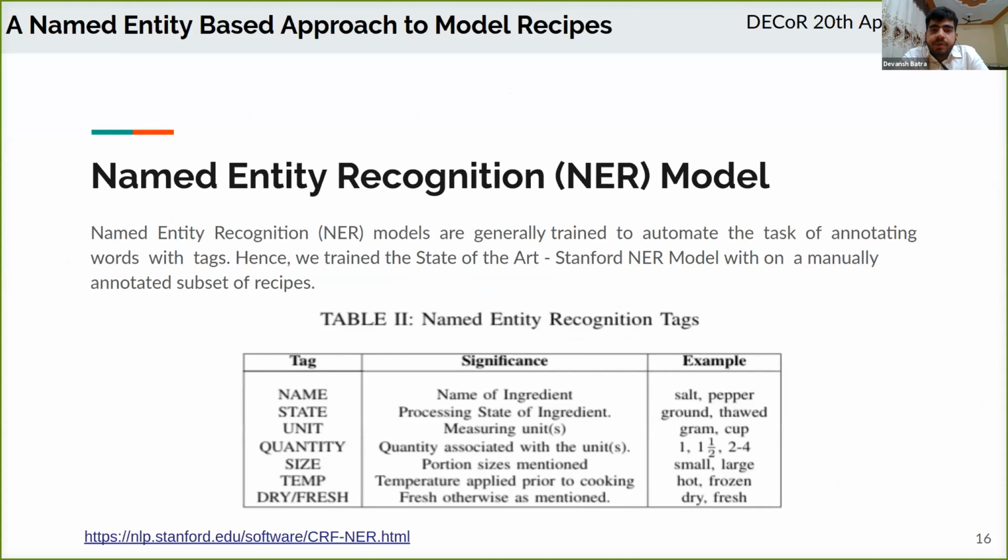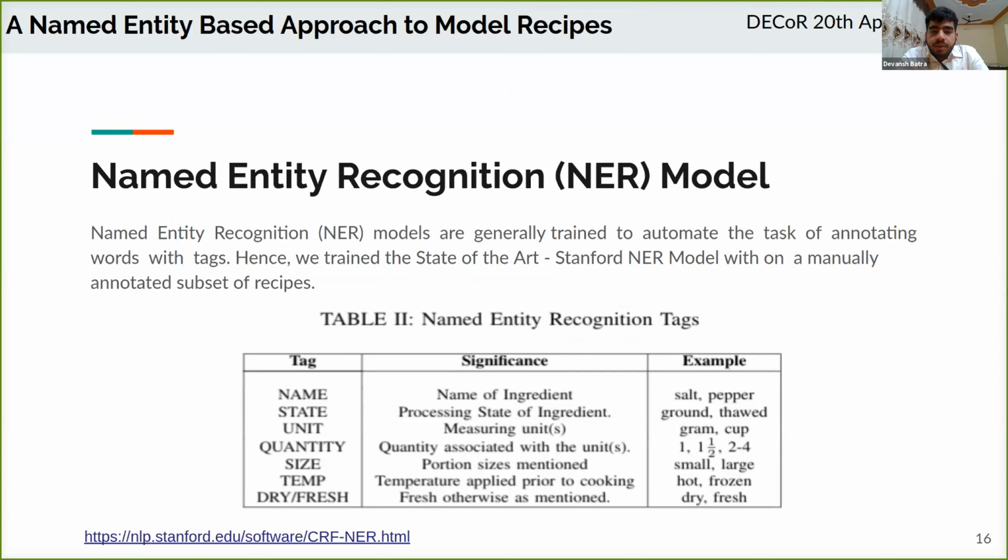Now I will explain the actual named entity recognition model which was used to find the entities. The entities have been explained here once again, which were also covered in the previous slide. There are 7 entities which have been found using the Stanford NER tagger. The link is here in the slide. You can refer to the paper as well for a better understanding of the significance of each of these entities.